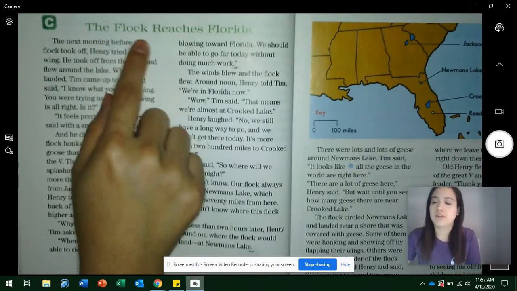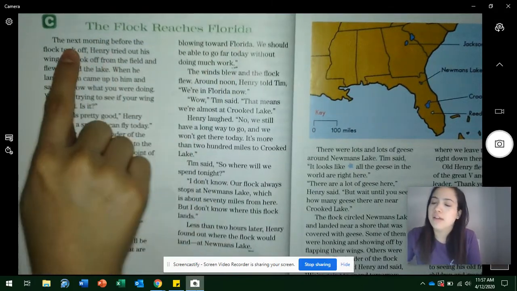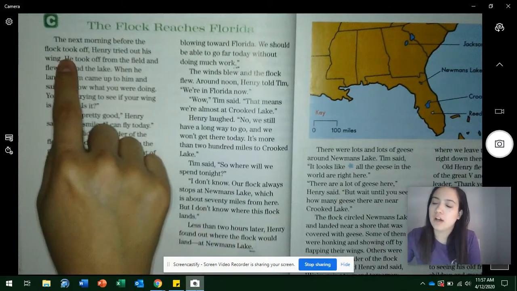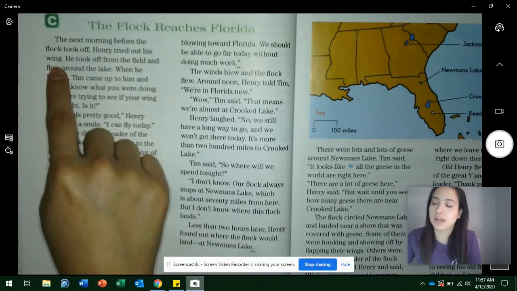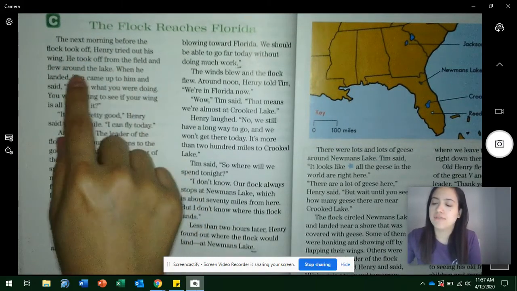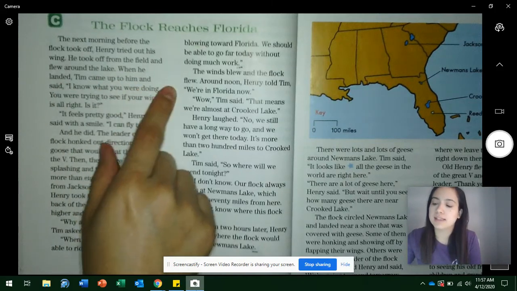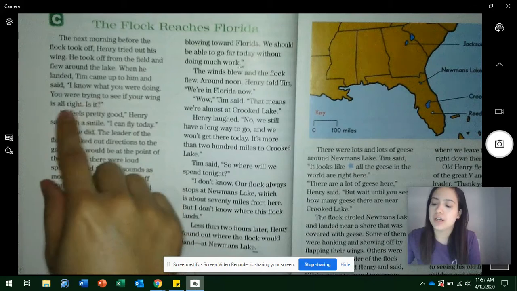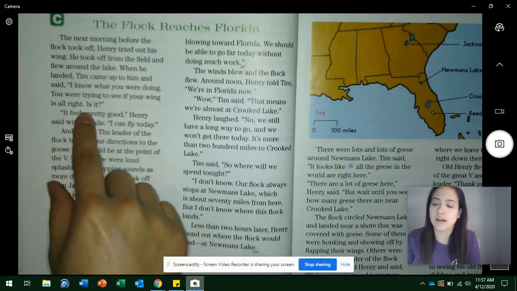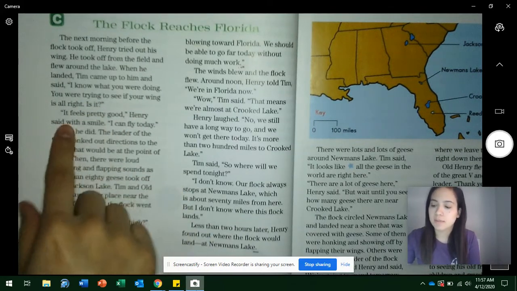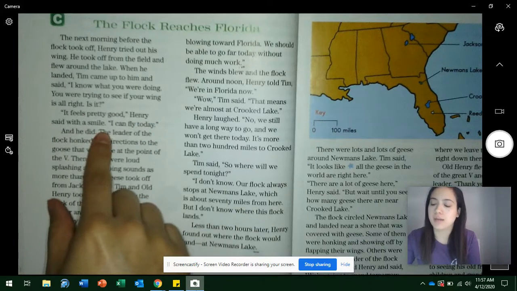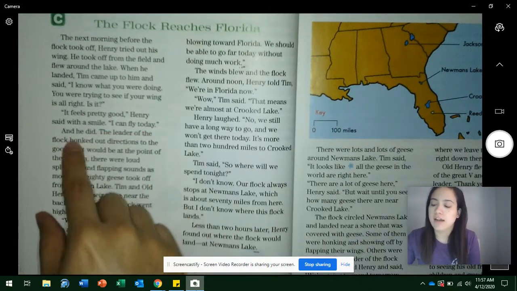The flock reaches Florida. The next morning, before the flock took off, Henry tried out his wing. He took off from the field and flew around the lake. When he landed, Tim came up to him and said, I know what you were doing. You were trying to see if your wing is all right. Is it? It feels pretty good, Henry said with a smile. I can fly today. And he did.